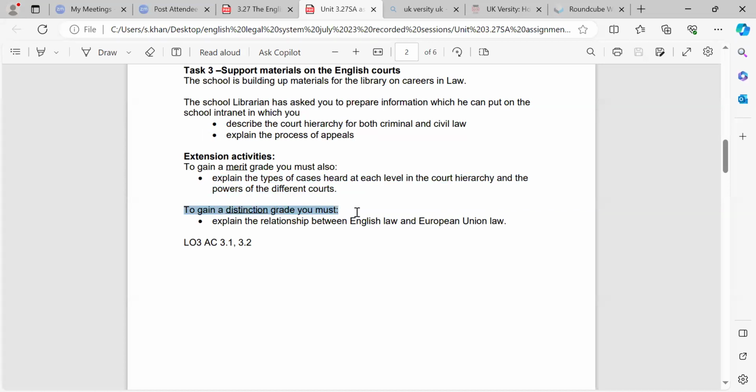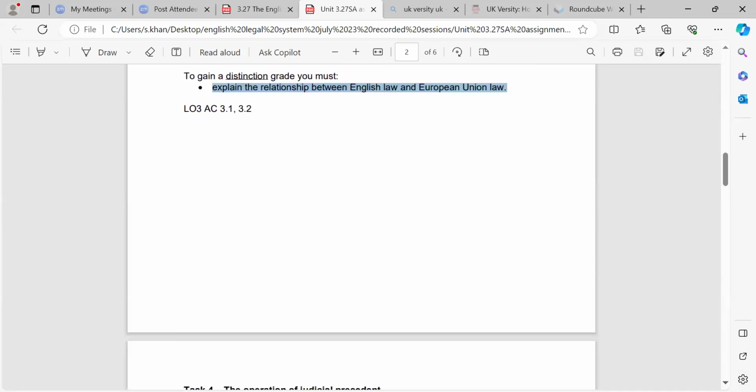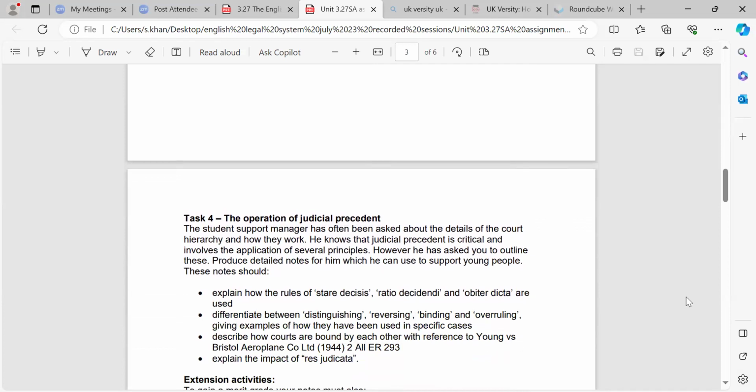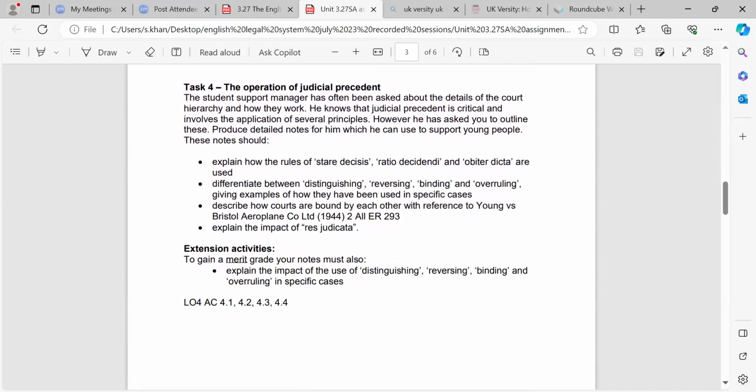If you want to gain the distinction grade, you would need to explain the relationship between English law and European Union law. This is trying to identify what the relationship is between English law and European Union law. These will be all LO3, AC 3.1 and 3.2. So that's to gain the distinction. It's really important that you make sure you are putting the headings for everything.